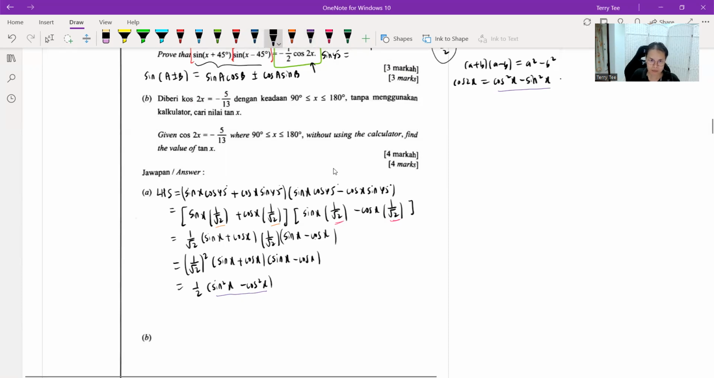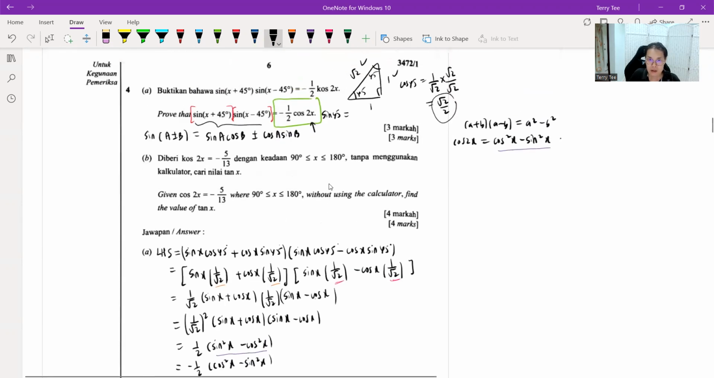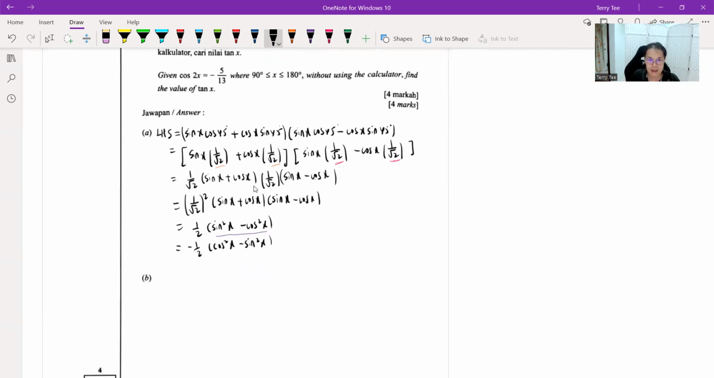Well, we can take out a negative from here. This becomes cos square x minus sine square x. And your cos square minus sine square is this, cos 2x. Can you see? Cos 2x, right? So there's a negative half here, right? So we are almost there. Just write negative half cos 2x. There you go. That's your right-hand side.